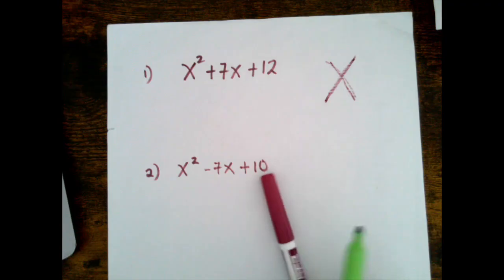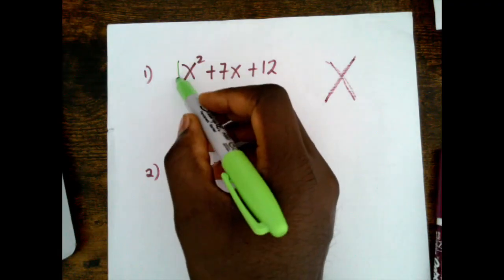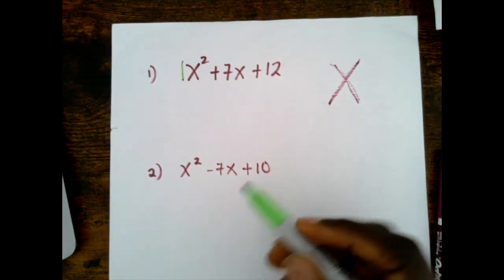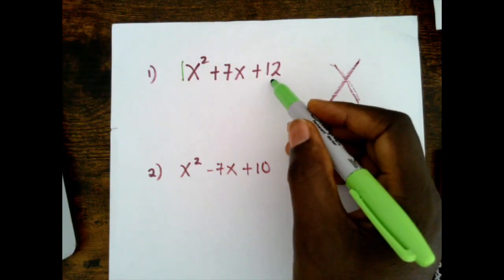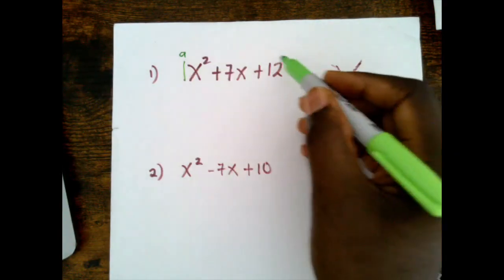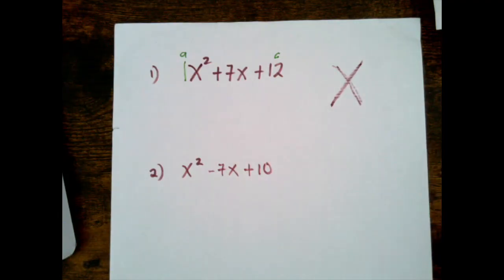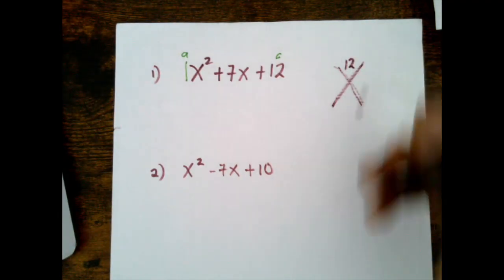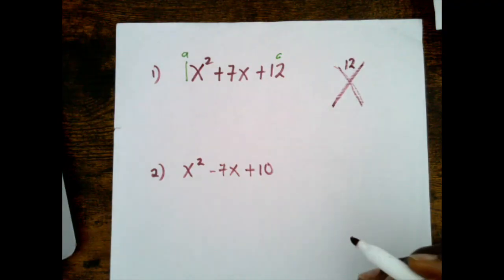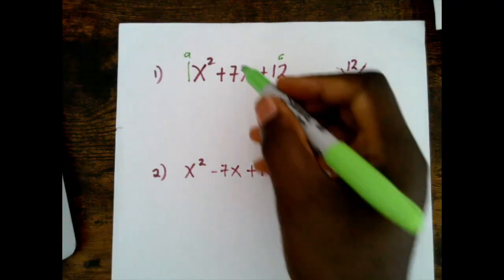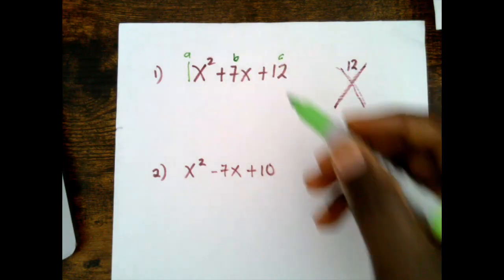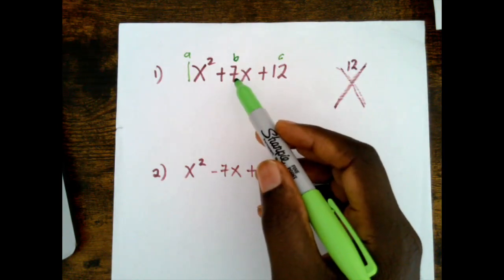Remember, the a value is 1, the leading coefficient, and the c value is 12. So a is 1, c is 12. If I multiply a times c, 1 times 12, I get 12. Then those 2 numbers will have to combine to the b value. What is the b value? The b value is the number multiplying the x. So the b value in this case is 7.